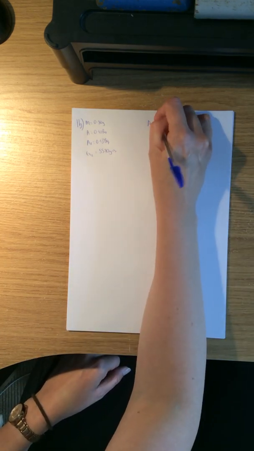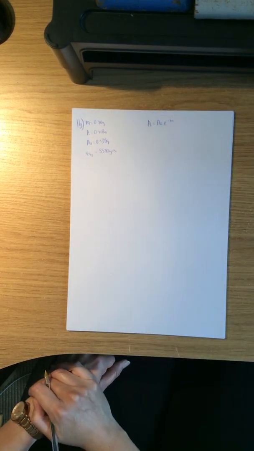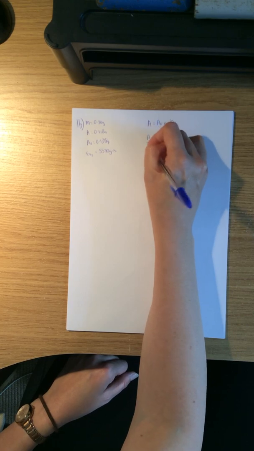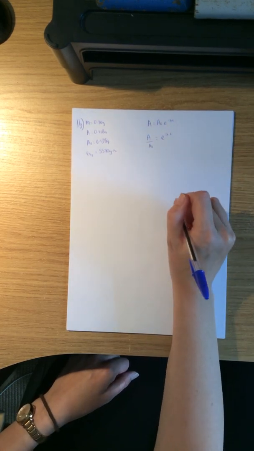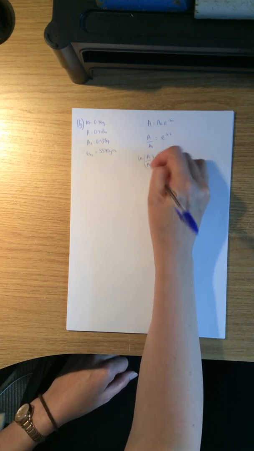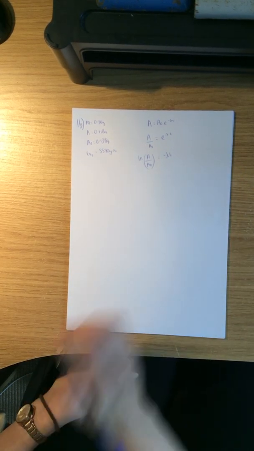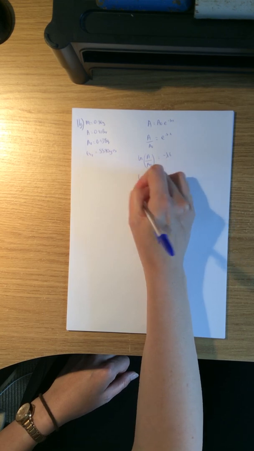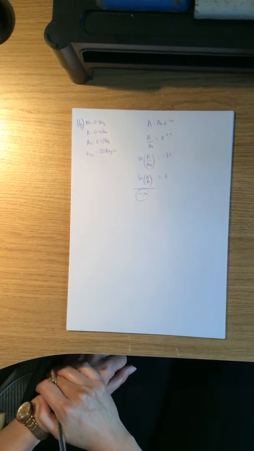So we're going to use A equals A0 e to the minus lambda t. We would want to find t, so I'm going to take A0 to the other side to leave this. Take natural log of both sides to get rid of the e. Okay. And then rearrange for t. The problem is I haven't got lambda.